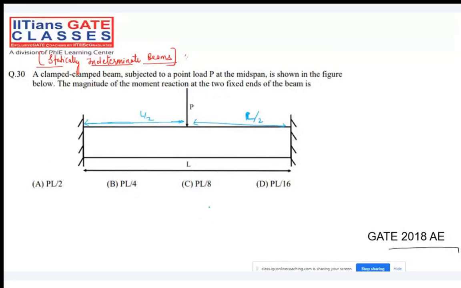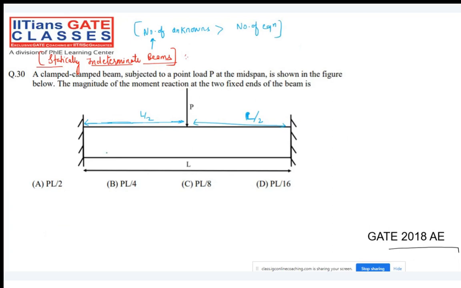Please make a note of it, note down the diagrams, and put the heading statically indeterminate. What is the meaning of statically indeterminate? The number of reactions, the number of unknowns, will be more than the number of static equilibrium equations.